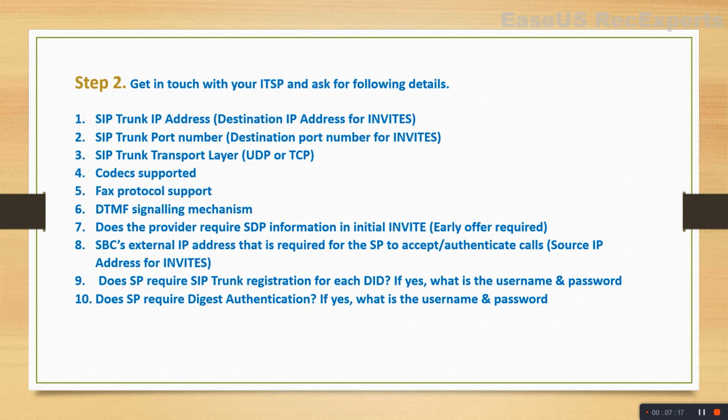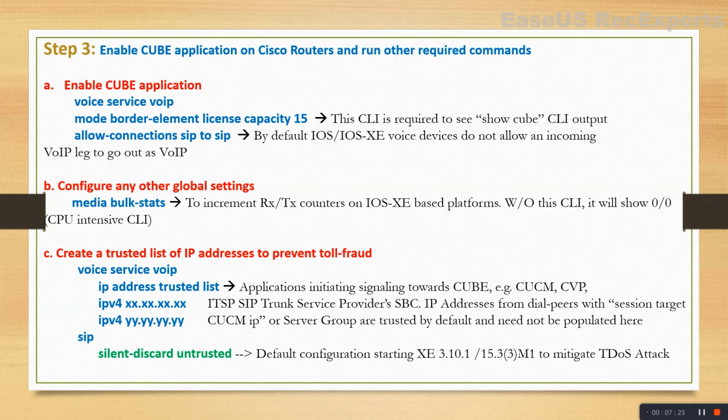After you get all the information from the service provider, move to the third step: enabling your Cisco router as a CUBE, or enabling the CUBE application on your Cisco router. That's very important. These are the basic configurations needed apart from the dial peers, which we have already discussed in my previous videos, where you will need VoIP dial peers for LAN inbound and outbound, and WAN inbound and outbound dial peers.